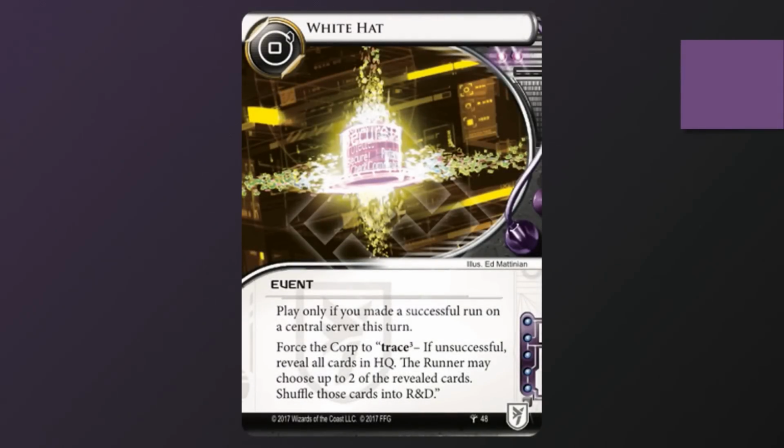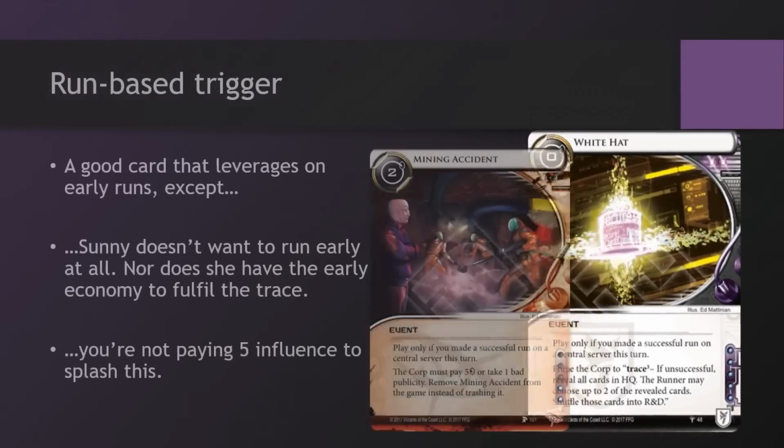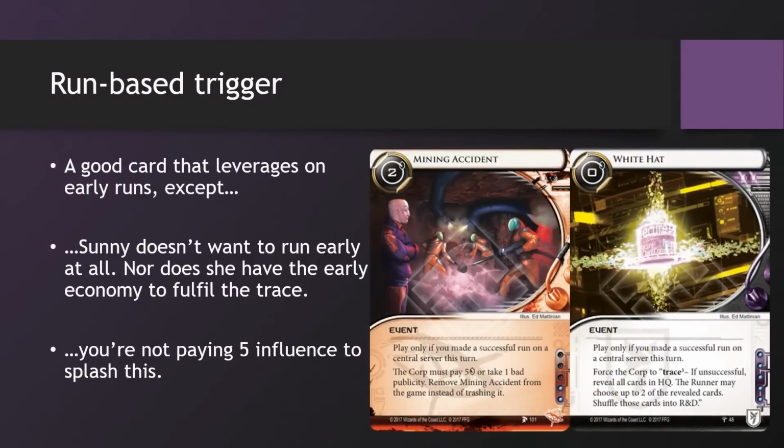White Hat, the Sunny card that shares the same trigger as Tapworm and Mining Accident, in that you need a successful run on a central server before you can play it. Which means that you want to play White Hat in a run-based deck. Except that, as we all know, Sunny is the last faction slash mini-faction that you will think of when it comes to a run-based strategy. None of her other cards really synergize with running very well. I mean, there's Jack Sinclair, but even Jack Sinclair doesn't really reward you for pointless runs.